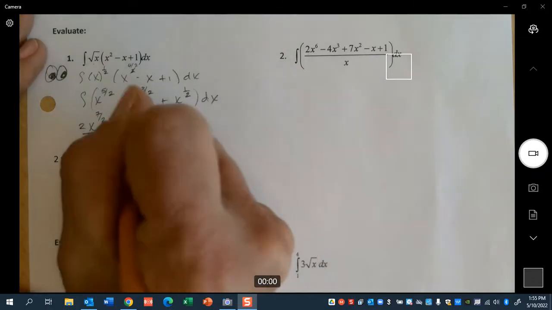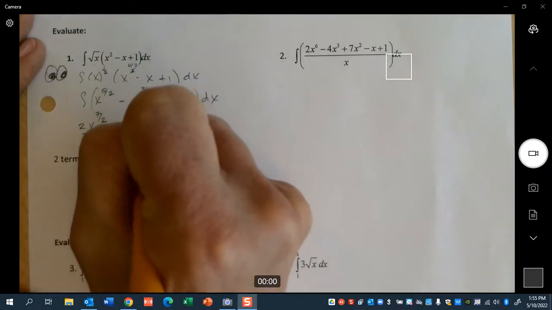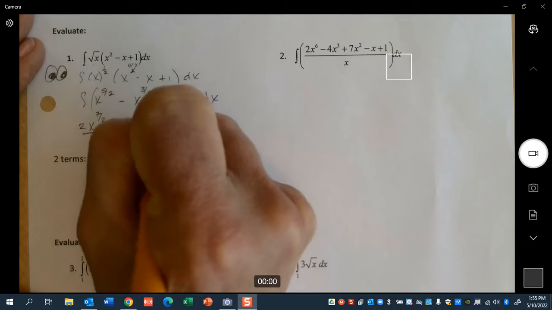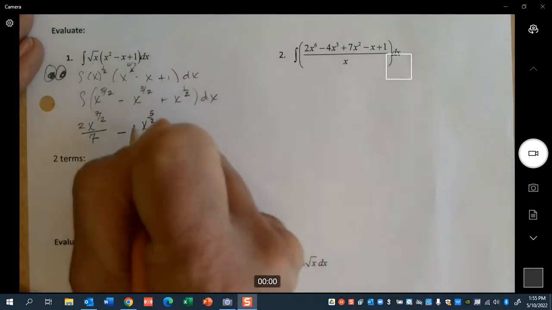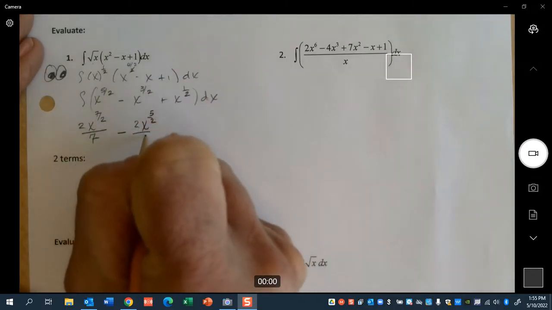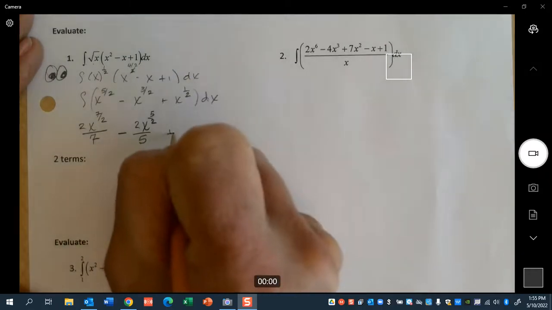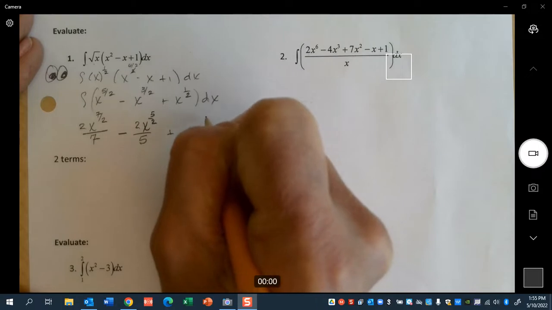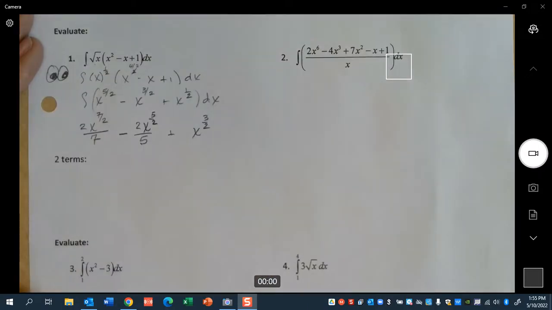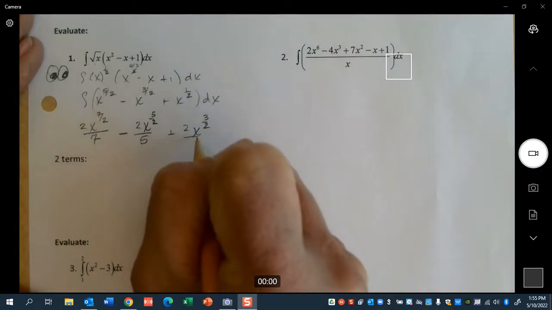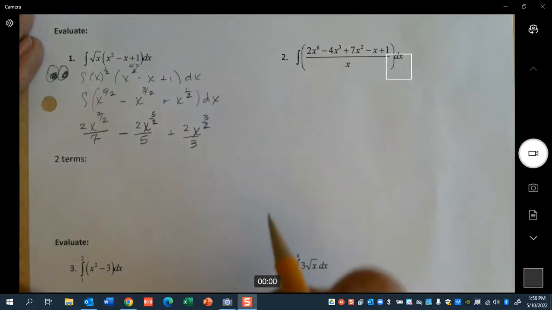So I'm going to do the same thing over here. My x goes to the 1 more power, and then instead of dividing by 5/2, I'm going to multiply by 2/5. My x goes to the 1 more power, and then I end up multiplying by that.